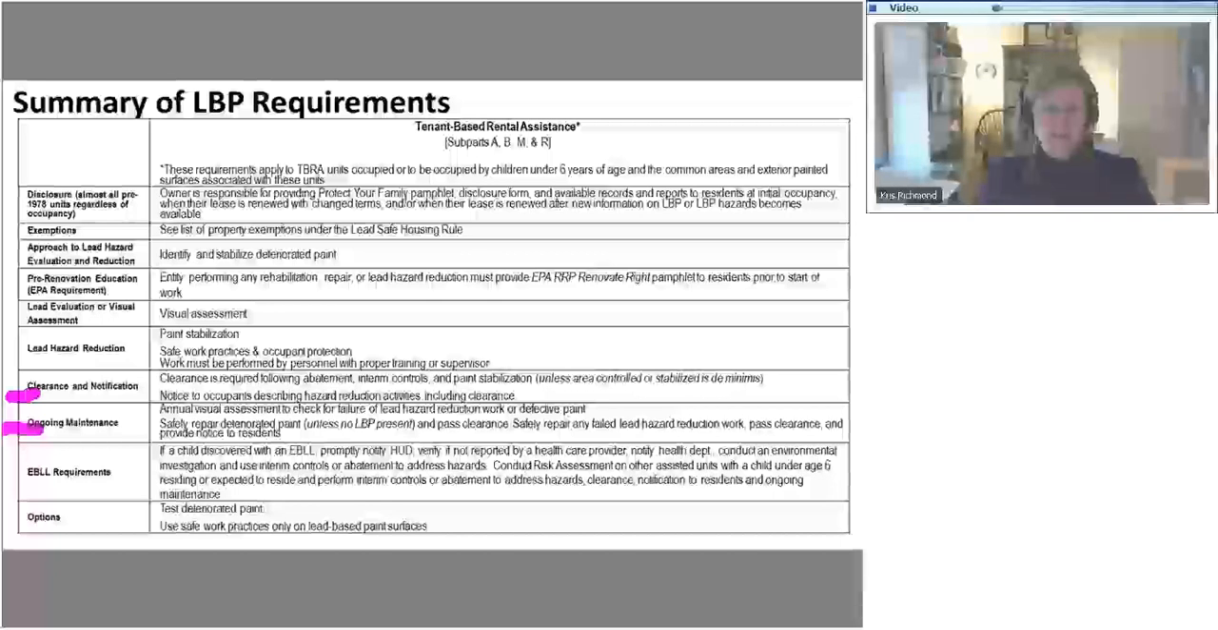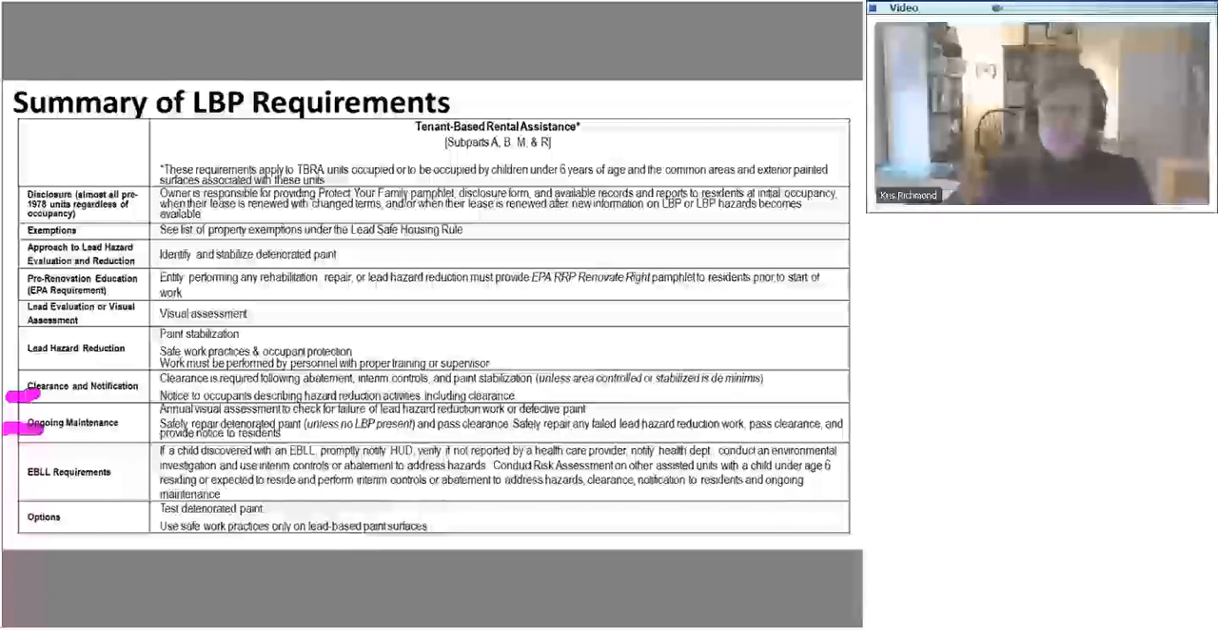We also need to have a copy of that report that somebody did a visual assessment and they either did or did not find any new deteriorated paint. If they did not, they can just sign it and stick it in the file. If they did, then we go through all the steps again. We need to hire someone trained in RRP. We need to have clearance. We need to provide that notification. So we need to update the disclosure notice. So all those things need to be followed again.